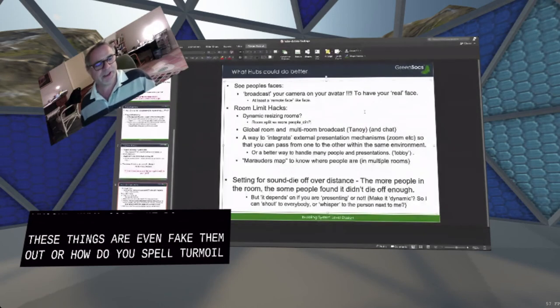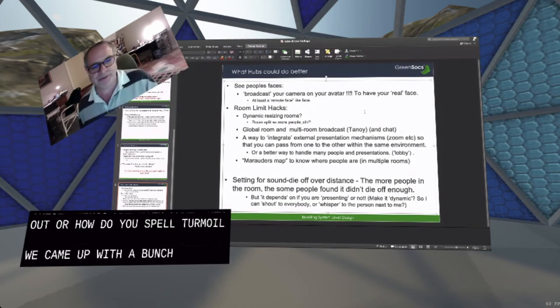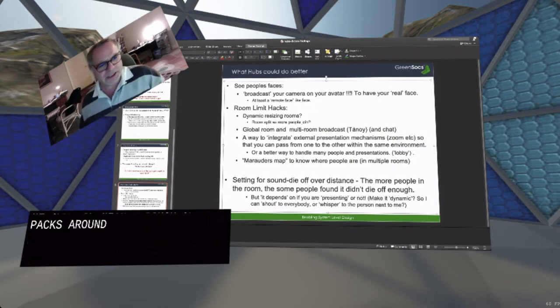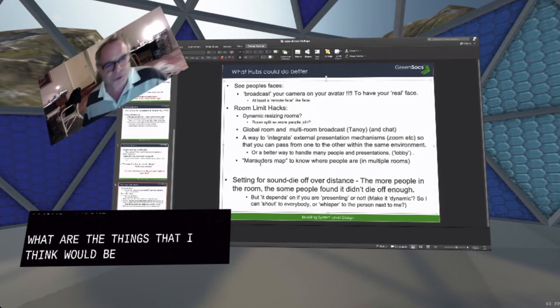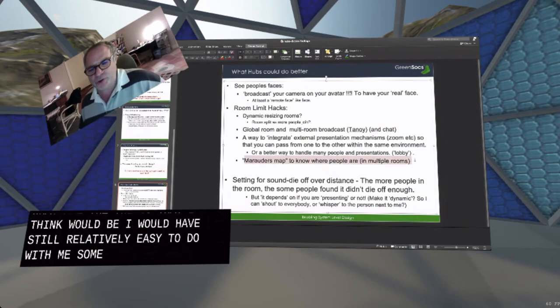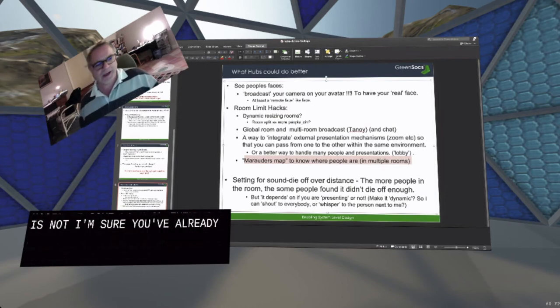Yeah, possibly. So the room limit things. Look, we came up with a bunch of hacks around room limits. That didn't work so well. One of the things that I would have thought relatively easy to do would be some form of a Marauder's map. I'm sure you've all read Harry Potter. The Marauder's map in Harry Potter shows you where everybody is.